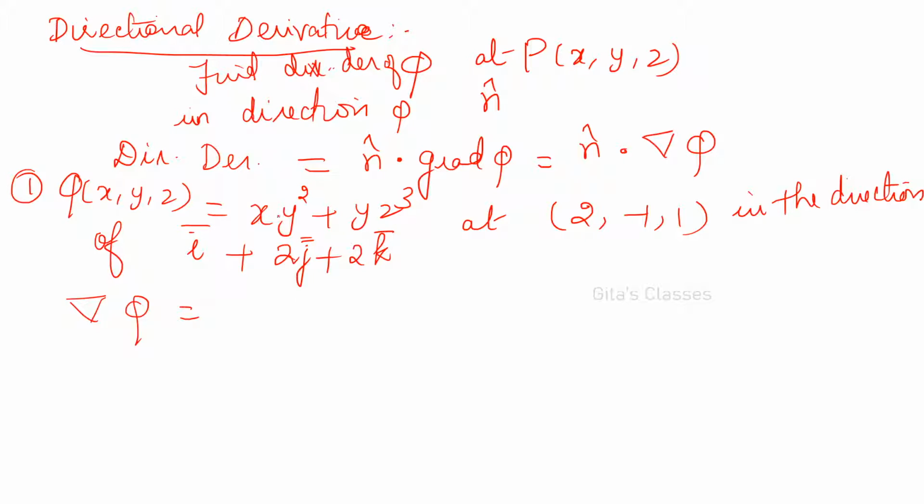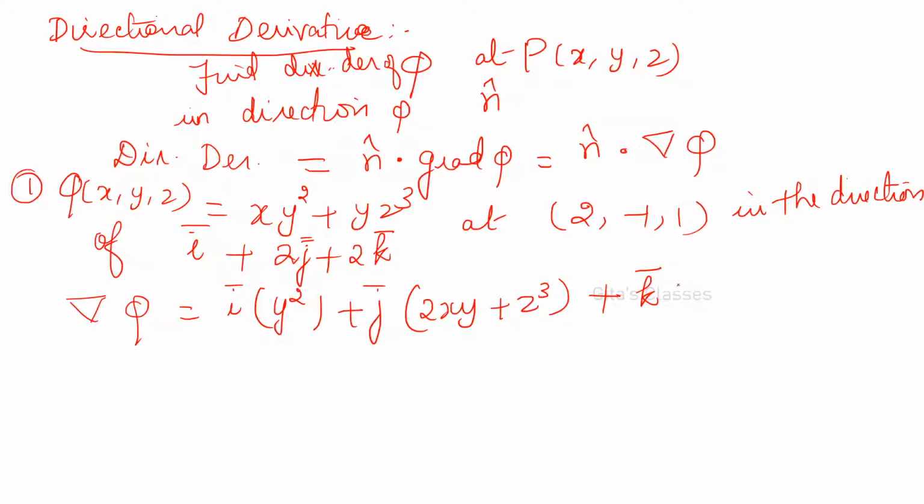Del phi is i into dou phi by dou x plus j into dou phi by dou y plus k into dou phi by dou z. So i into dou phi by dou x: here x is there, so y squared. Then plus j into dou by dou y of this, so 2xy plus z cube. Plus k into dou by dou z of this: first term we don't have z, only 3y z squared. Now del phi at the point 2 comma minus 1, very simple.